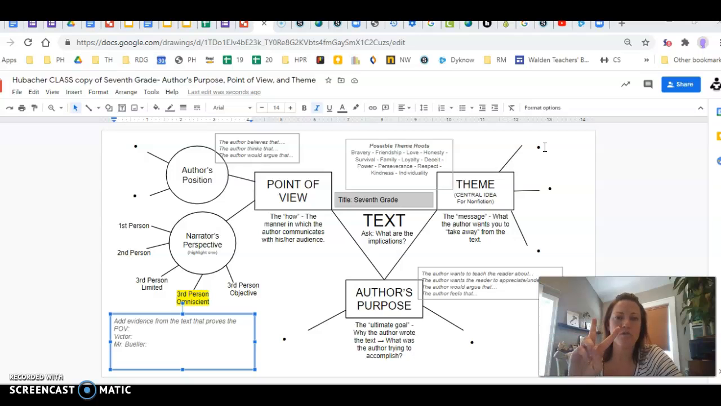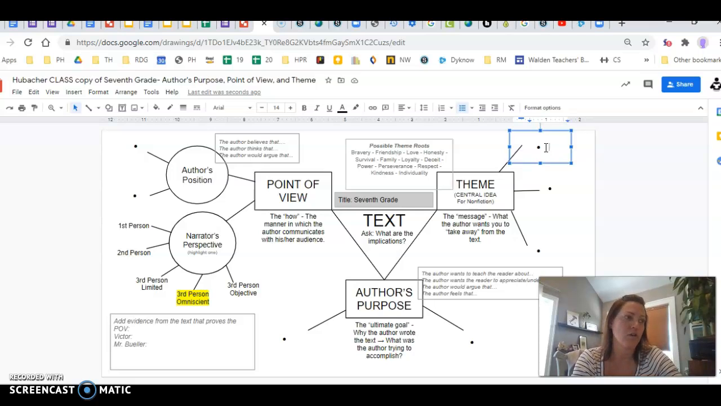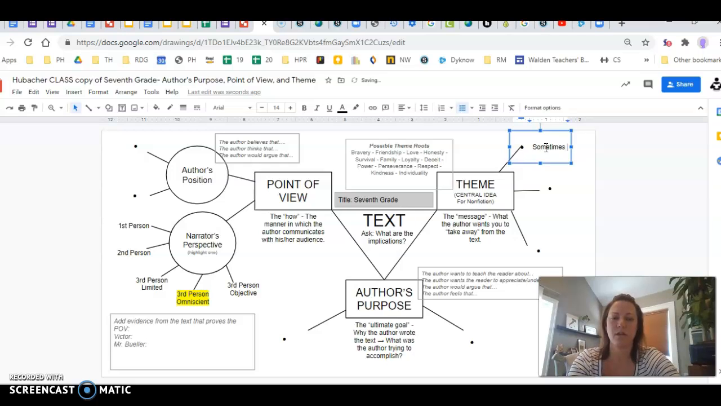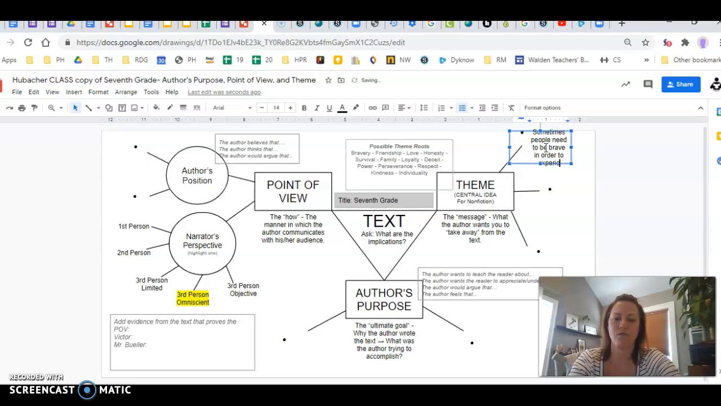And when I take 2 theme roots, I can sometimes put those together to create my theme. So when I think about the story 7th grade and the lesson that I learned that I could apply to my life, the lesson that you learned, you could apply to your life, anybody could apply it to their life. Related to love and bravery, I'm going to say sometimes people need to be brave in order to experience love. Oops, I think I have a typo in there.